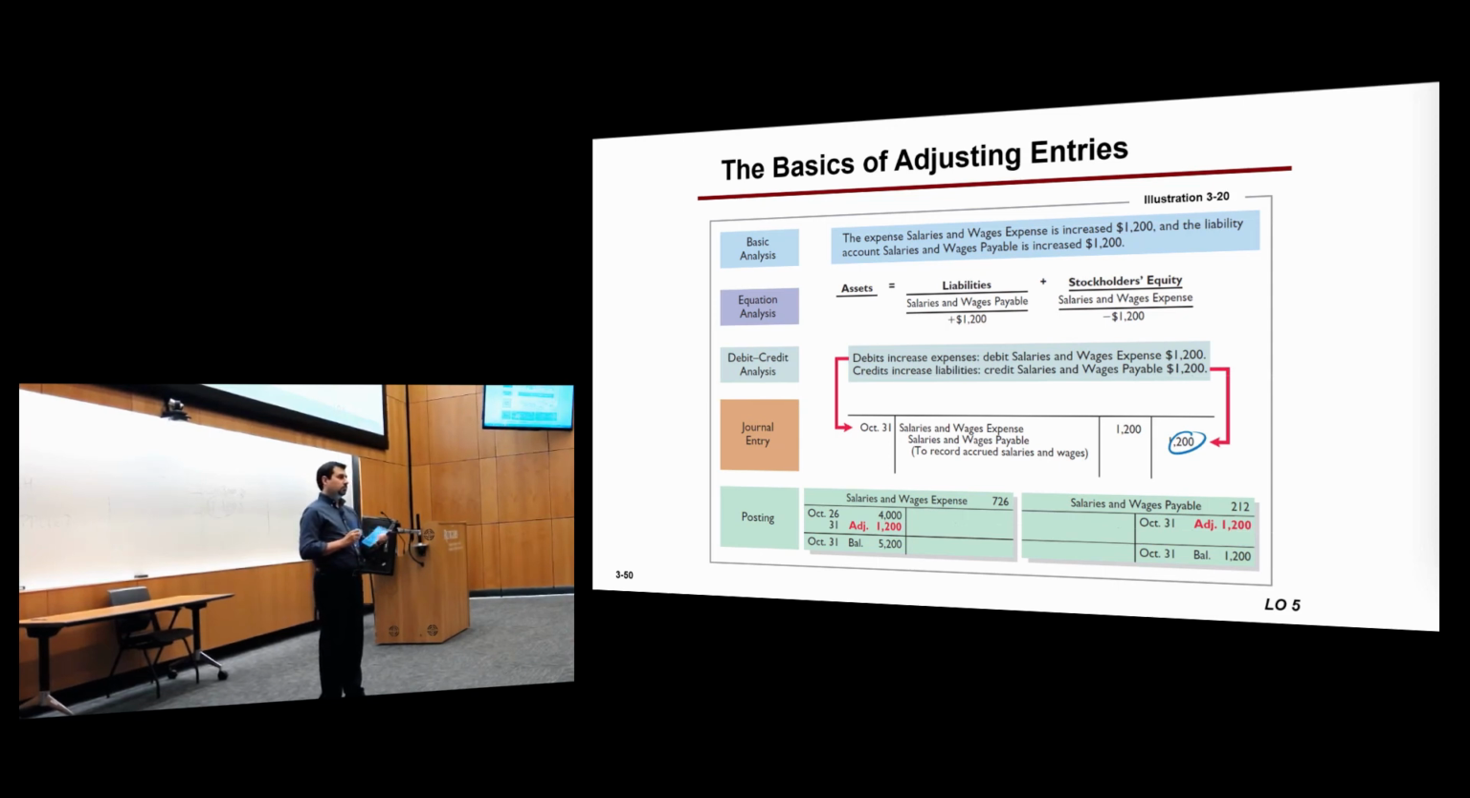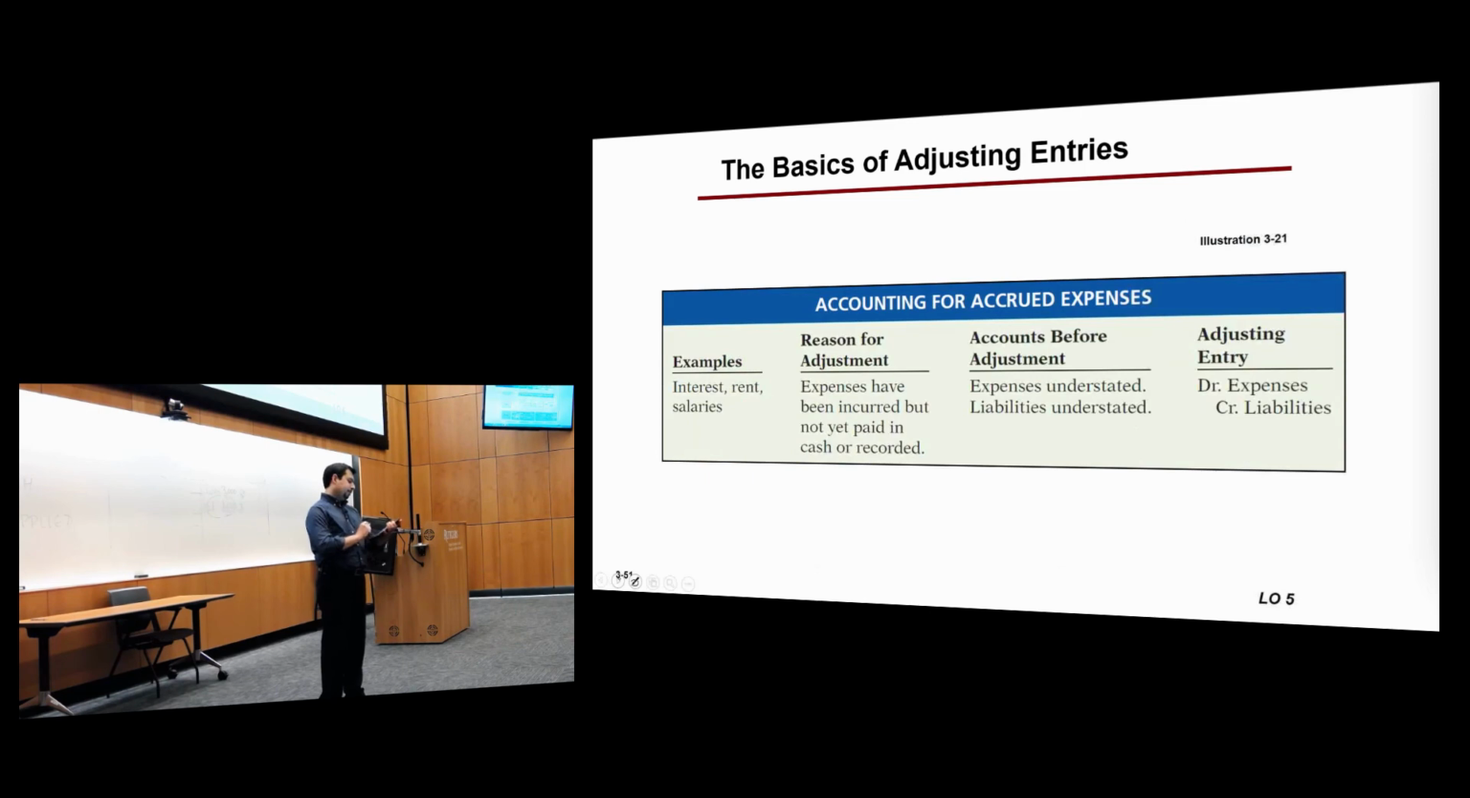Okay. As you can see, when we account for accrued expenses, we need to increase expenses, we need to increase our liabilities, right? How do you increase expenses? We debit expense, we credit the liability. Any questions about that, or we're fine?